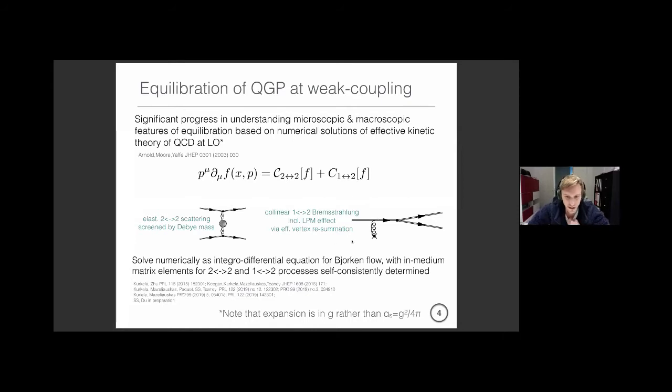Typically, to understand the equilibration of the quark-gluon plasma, one takes this equation and solves it numerically as an integro-differential equation. This is not exactly easy, so typically one imposes a high degree of symmetry on the system. For example, the typical setup assumes that the system is longitudinally expanding but transversely homogeneous, that's the standard Bjorken flow setup. Since the interactions in the plasma are medium dependent, you have to account for the screening in the medium. This is solved with in-medium matrix elements for the 2-to-2 and 1-to-2 processes, which are self-consistently determined.